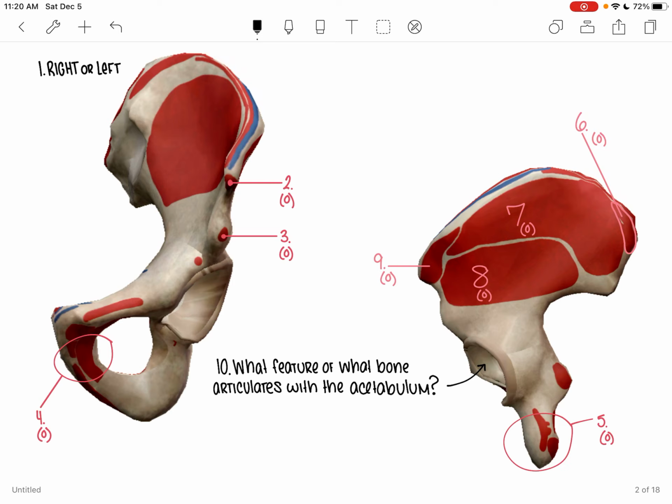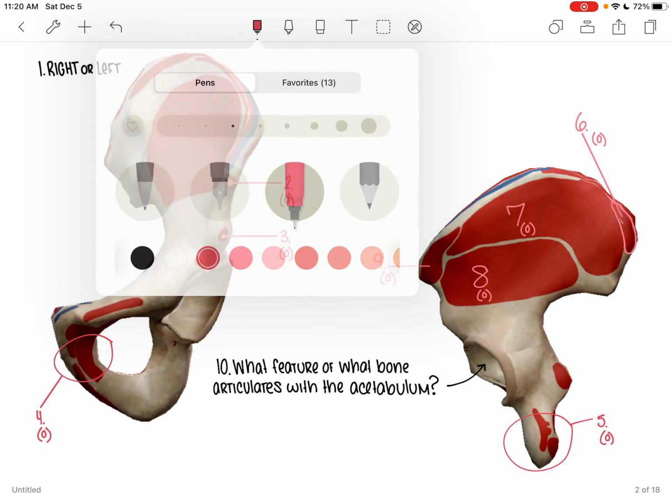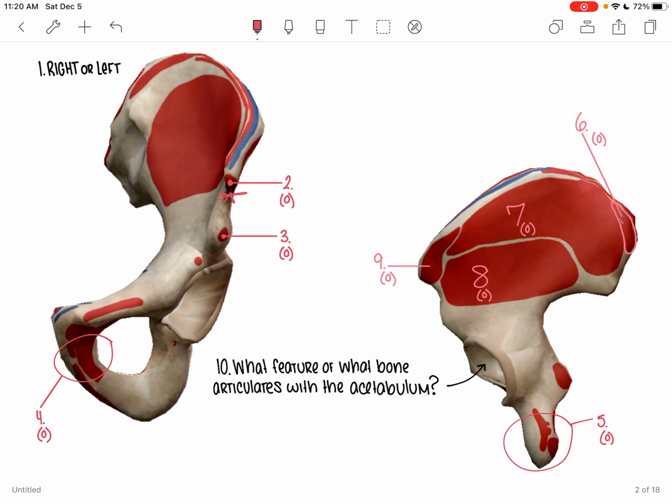All right, so hopefully you paused the video and went through these. Let's get started. Number 1, is this a right or a left bone? Well, if we look for some defining features here, the anterior superior and inferior iliac spines are going to indicate that we're looking at the anterior view on the left. Like I said, that tells us we're looking at anterior, and then the acetabulum is going to indicate which side is medial or lateral. So this is going to be a left os coxa.